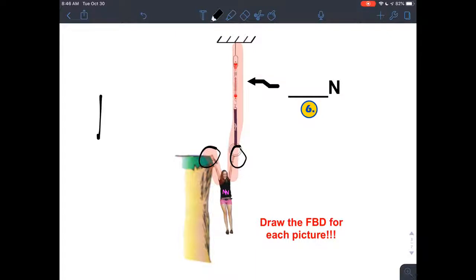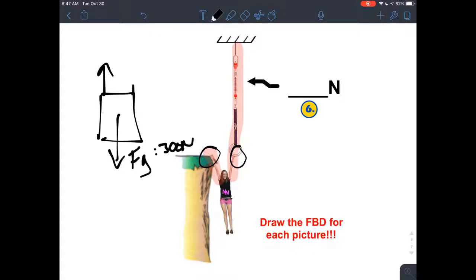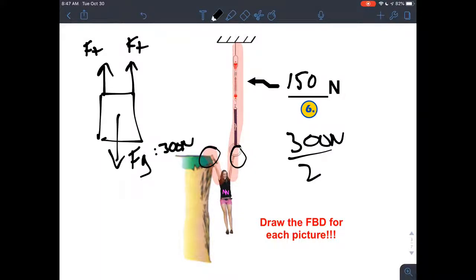So if we draw this picture again, here's Nellie Newton. Here's her weight pulling down, which is 300 newtons, and now we've got 2 sources of tension pulling her up. In each case, we're going to take 300 newtons, divide it by 2 because her weight is distributed evenly over those two sources of tension. So we should get 150 newtons read in the scale to the right.